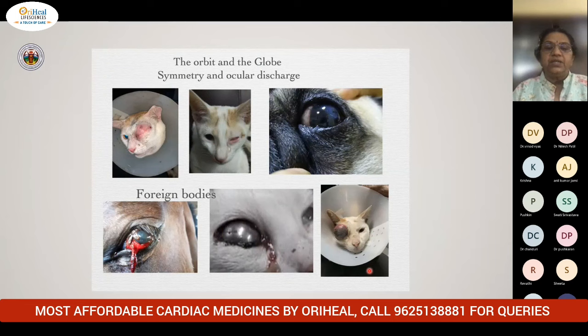Now the orbit and the globe. After examination of this, you can start your examination according to your procedure. Like you can keep him on the table, and see, this is definitely a swelling on the eyeball. Here also you can see some swelling in this cat. With such kind of swelling, you can always say that there is no symmetry at all. You don't have to worry much about the symmetry. But when the case is presented like this, and discharge is there, pain is there, then you have to worry about the orbit globe relationship.